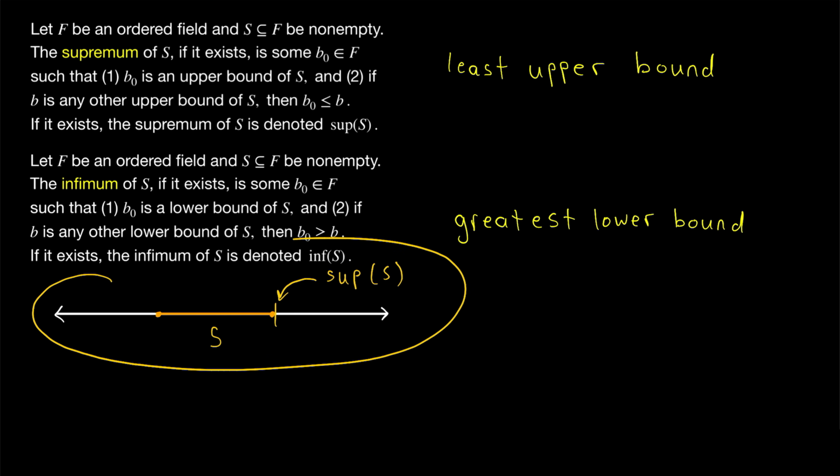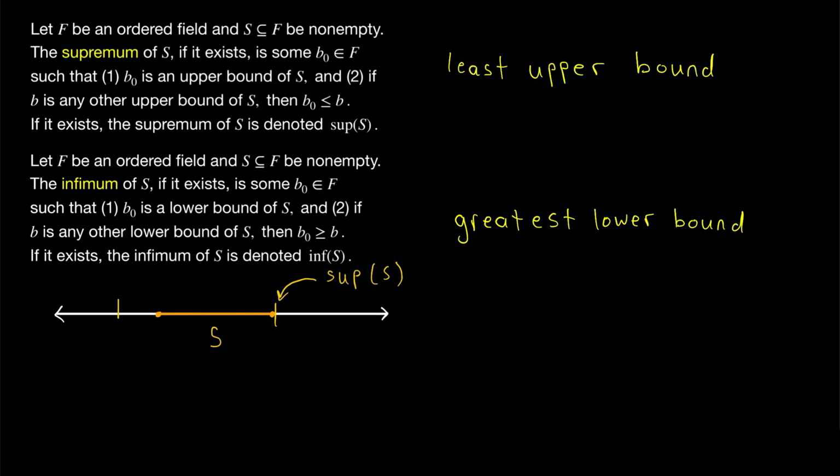Let's again represent that visually with this number line. Certainly, this number back here is a lower bound of the set S. Every element of S is greater than or equal to this number back here. However, it's not the greatest lower bound, so it's not the infimum of S. The greatest lower bound would look something like that. Of all lower bounds, this is the greatest one, and so visually, that's a representation of the infimum of S.